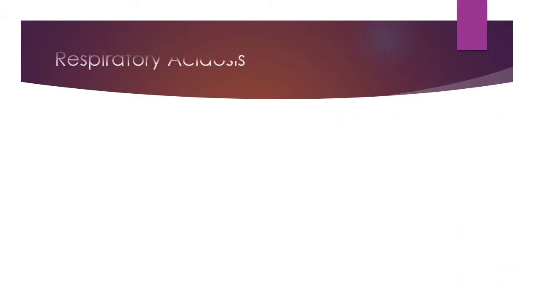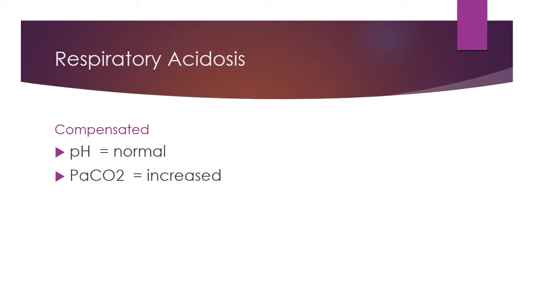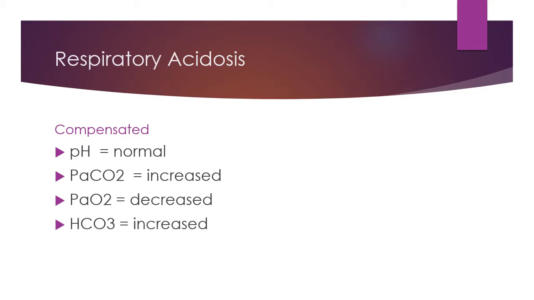Okay, so let's discuss compensated and uncompensated respiratory acidosis. In compensated, the pH will be normal. The partial pressure carbon dioxide will be increased. The partial pressure oxygen level will be decreased. And the bicarbonate level will be increased.